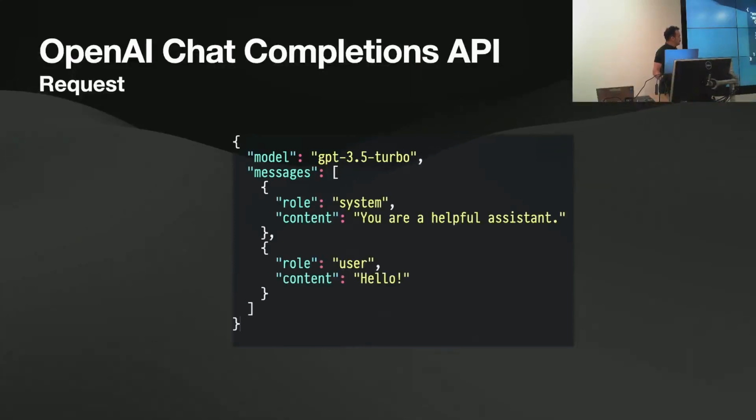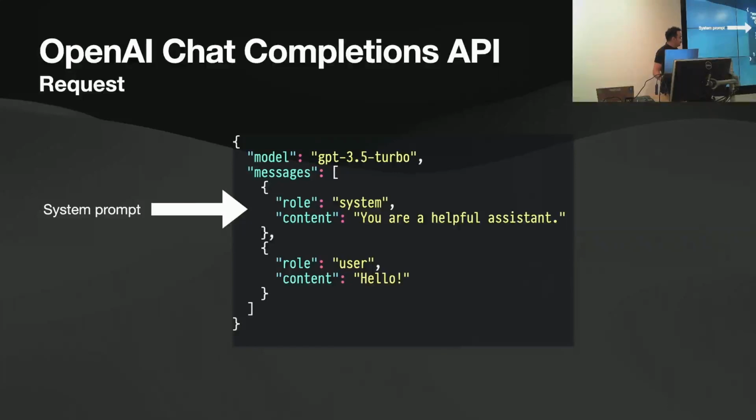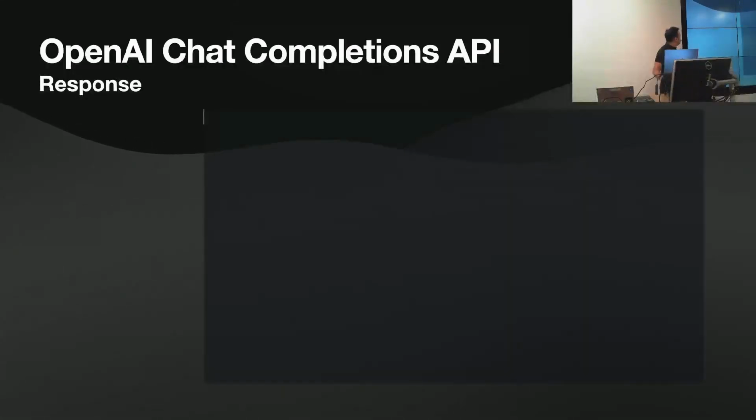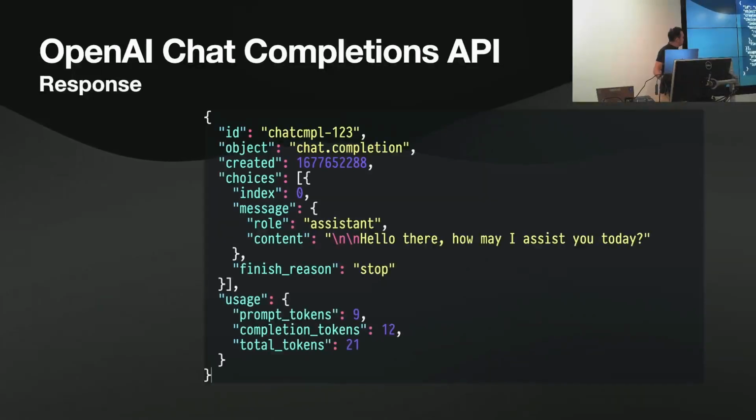So this is what a post request to the ChatGPT completions API looks like. There's the role, the system prompt, and you use that to establish the initial context. Then you've got your user prompt, and that's the user provided input. And when you post that off to ChatGPT, you'll get a response that looks like this.